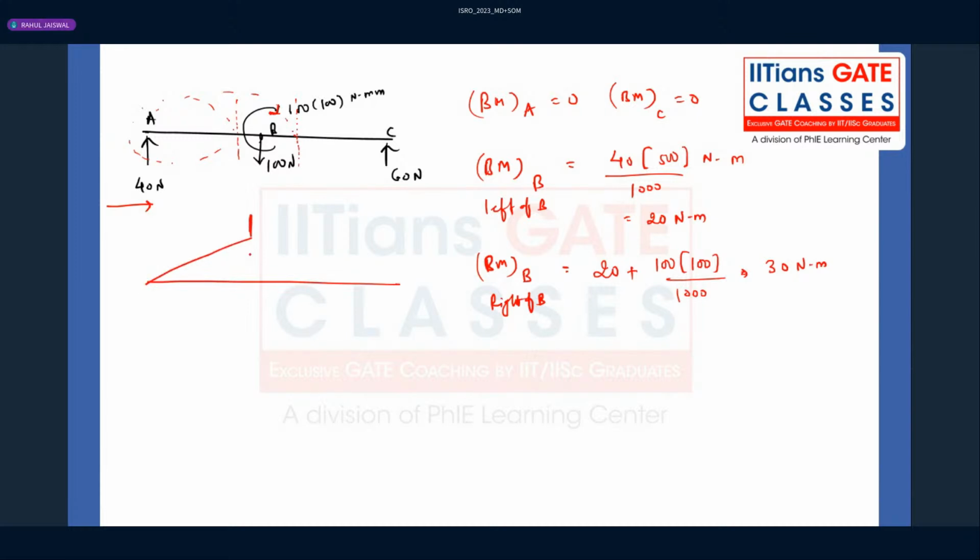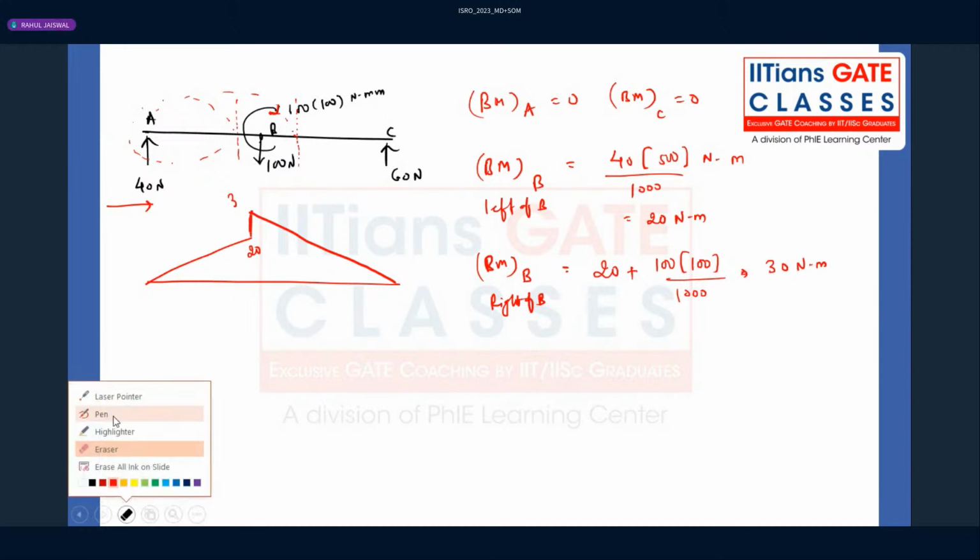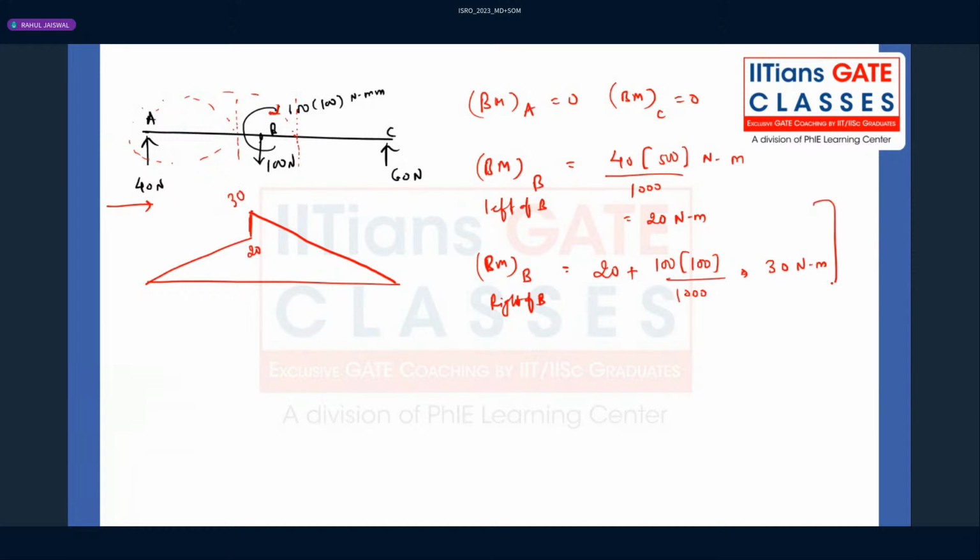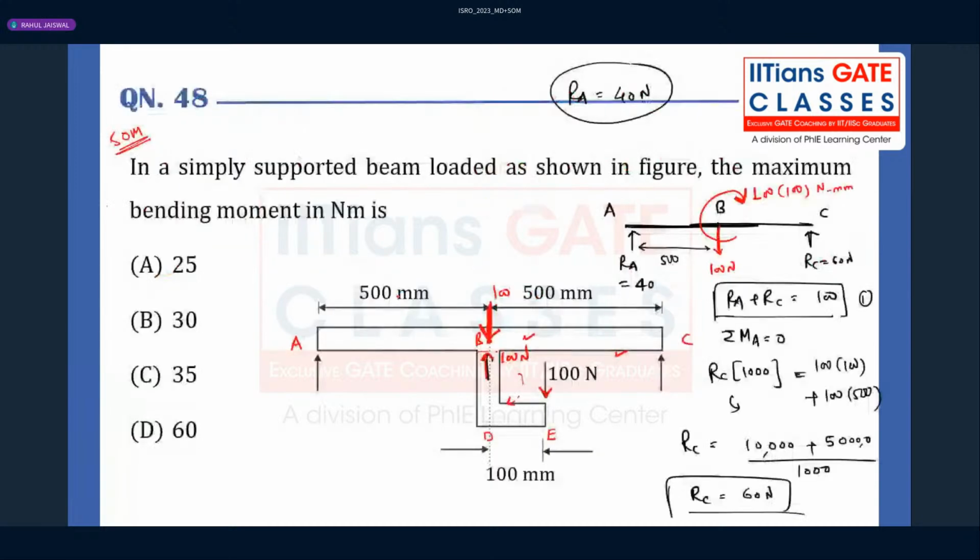So by this you can see here, suddenly there is a jump. Why is there a jump? Because of the clockwise moment which is acting at point B. Then you can draw like this. So here it is 20, and then we have 35. Sorry, 30. Whenever at any point two bending moments are acting, you have to take the maximum of that. So what is the maximum value? 30 Newton meter. So which option is correct? B is correct.